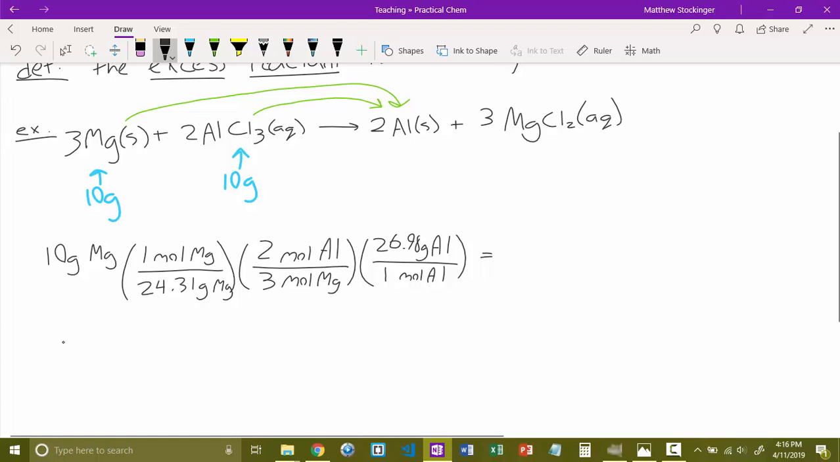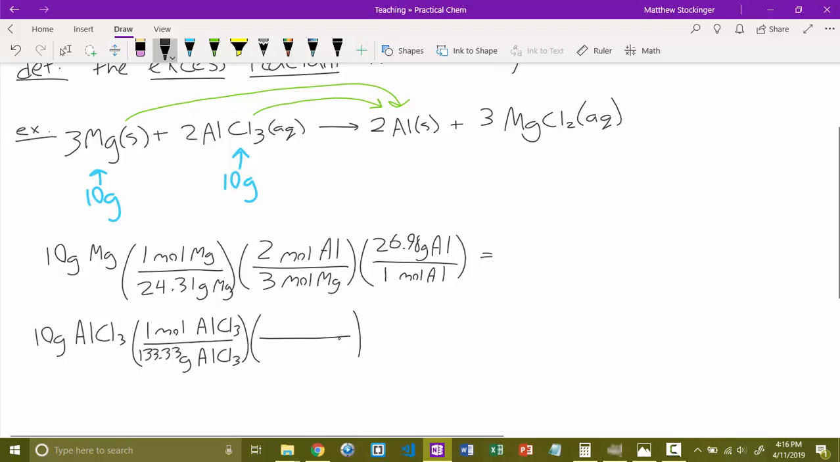Okay, and then I'm going to run a second calculation here, starting with the aluminum chloride. So 10 grams aluminum chloride. Do the conversion factor. I'm converting from grams of aluminum chloride over to moles of aluminum chloride. Here's my mole to mole ratio. Aluminum chloride has a 2 in front of it. I'll put that on the bottom. And again, just like my green arrows show, I'm trying to figure out how much aluminum solid will be produced in the end. So I'll go to aluminum again. And that means the back end of this is going to be exactly the same as the top calculation.